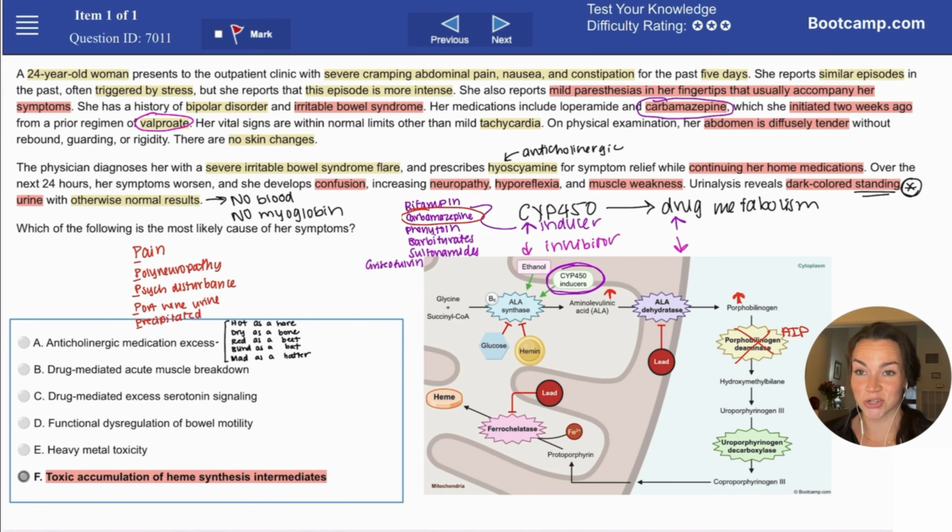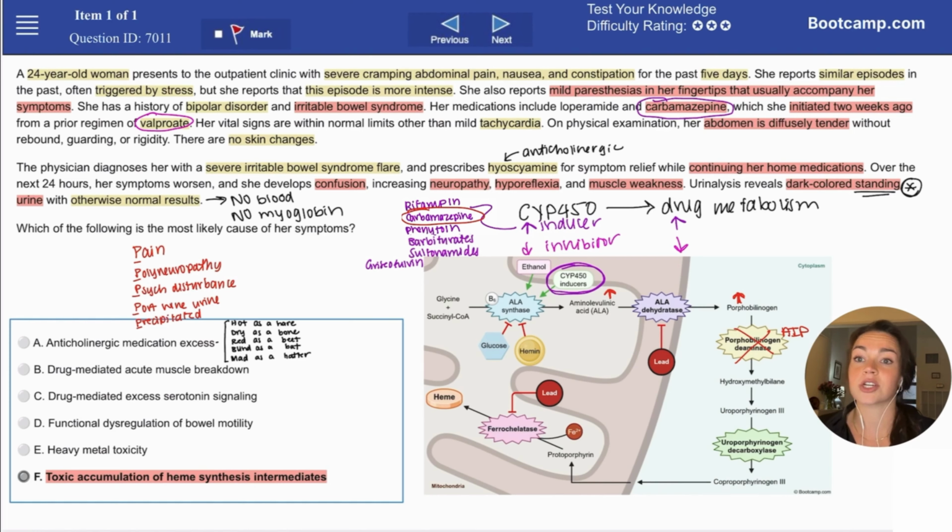So the cholinergic system, in my head, represents the rest and digest parasympathetic side of things. So an anticholinergic medication in excess will cause sort of a sympathetic overdose. That's kind of how I think about it.